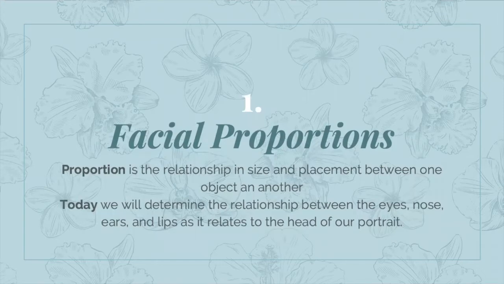So, a proportion is the relationship in size and placement between one object and another. So, if we are thinking about the relationship, so a relationship might be your family members, your aunts, your uncles, you have a different place where you might be closer to your mother, your father, whereas you might be a little bit less close to your uncle and your aunt. So today we're going to determine the relationship between your eyes, your nose, your ears, and your lips as it relates to the head of our portrait. So if you think about it that way, we're just looking at relationships between different objects.